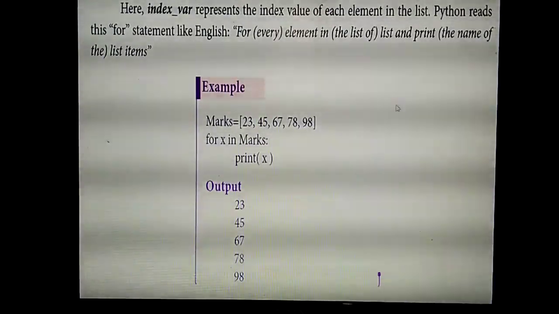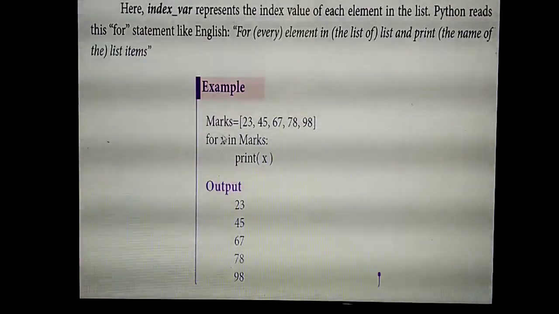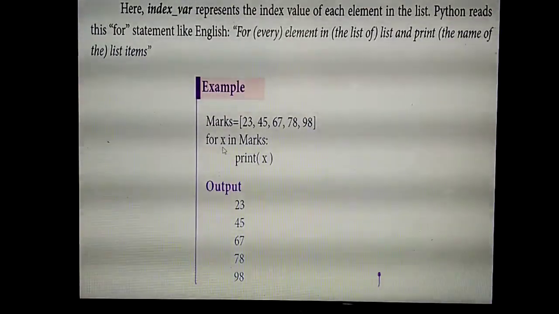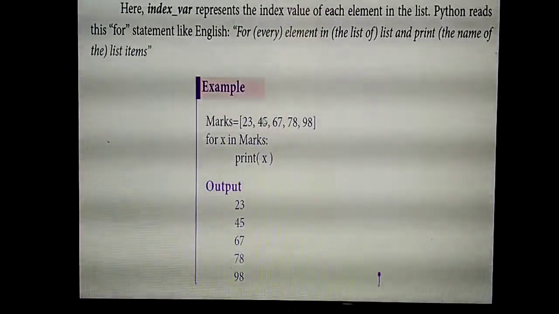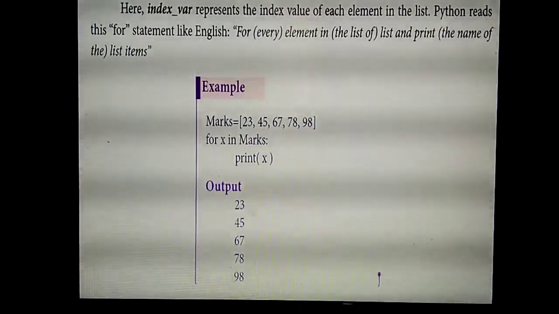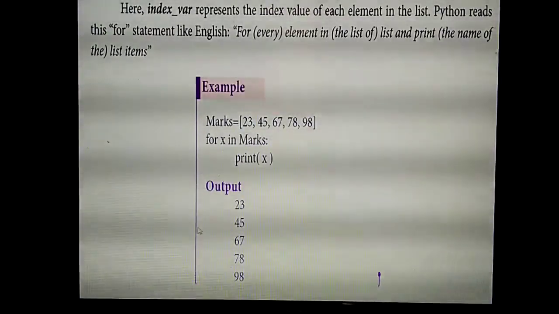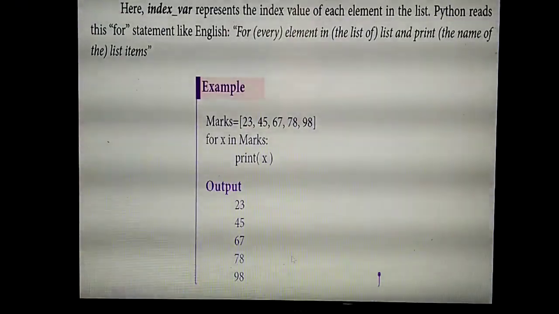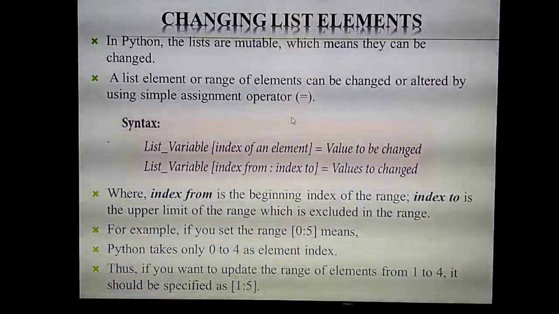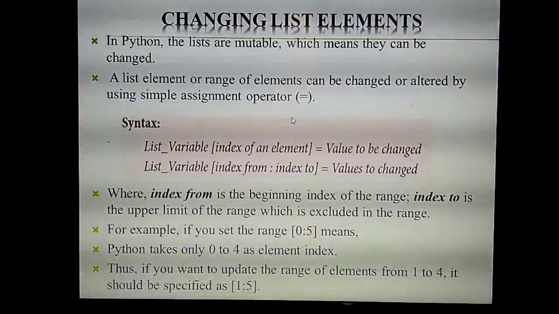So this for loop will access each element one by one. For example, first for X in marks. What's the meaning? The index value 0 in marks, first element 23. Then for 1 in marks, that means second element 45. Understand? So likewise, it will access all the elements one by one in the list and give output. Understand?